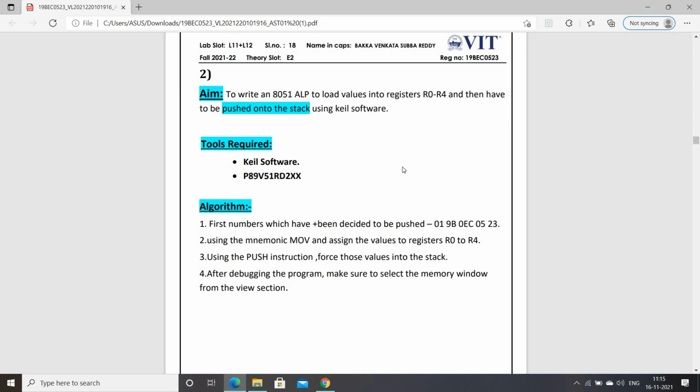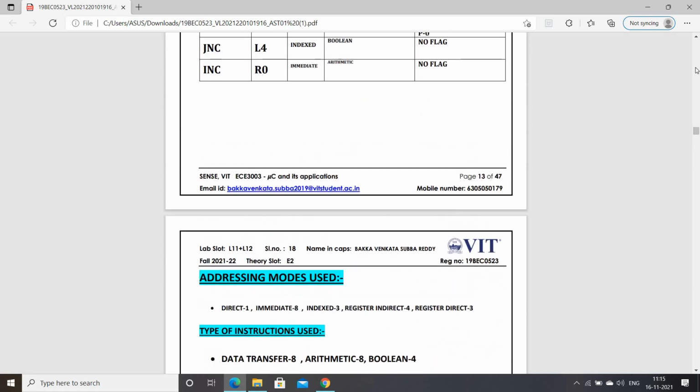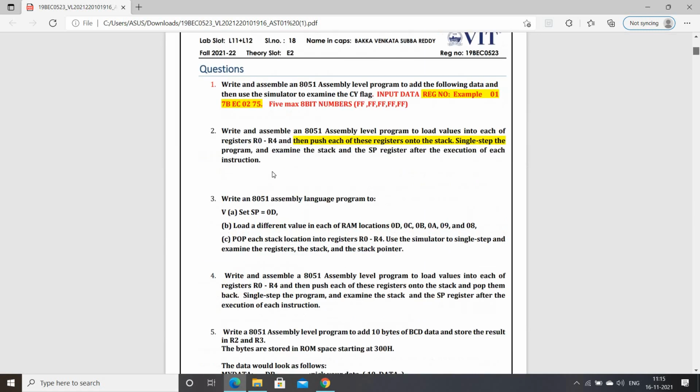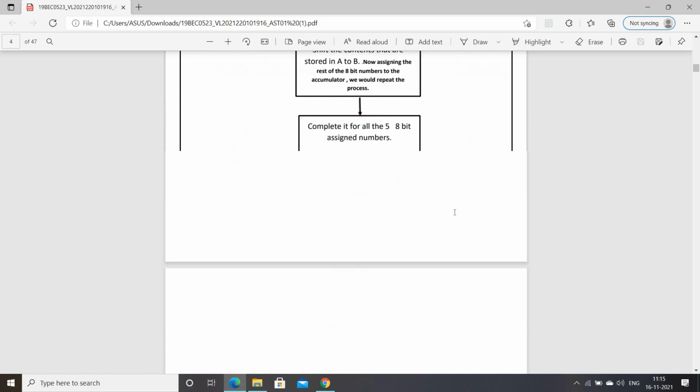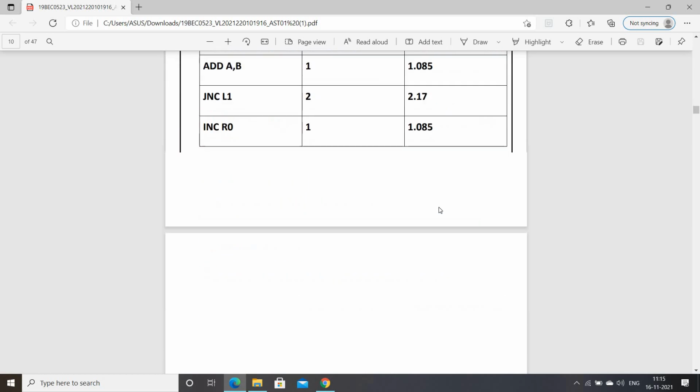And for the second question, we have to write and assemble an 8051 assembly level program to load a value into each of the registers R0 to R4, and then push each of these registers onto the stack, single step the program, and examine the stack and the SP register after the execution of each instruction. So let's see.